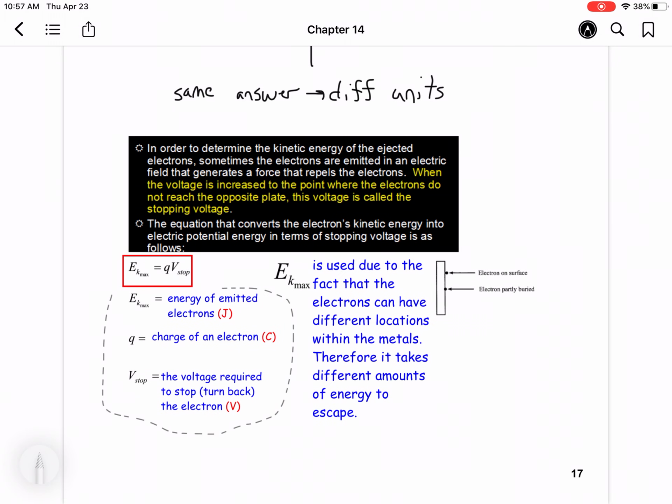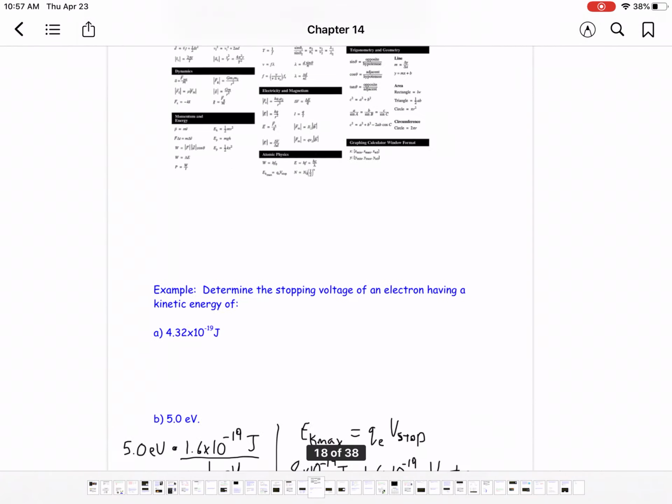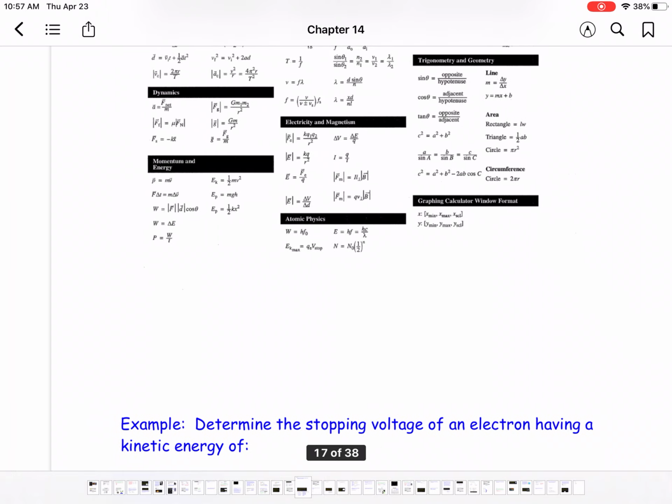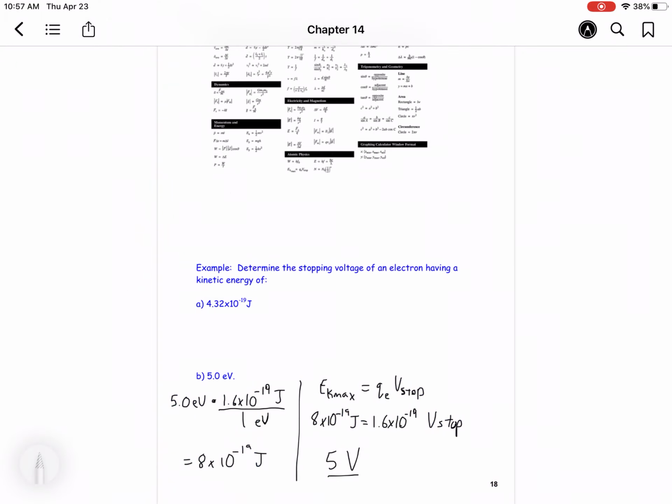So EK is the energy of the emitted electron. It has to be in joules, though. That's one thing. So I just spent all this time saying that electron volts is better, but this equation has to be in joules because voltage is also based on joules. Charge of an electron and V stop, and it kind of goes from there. So this is how much voltage is required to stop the electron, or you can use the voltage and the charge of the electron to figure out the max kinetic energy of those electrons, right? So, yeah, that's the idea. This is also in your formula sheet under atomic physics, right here.